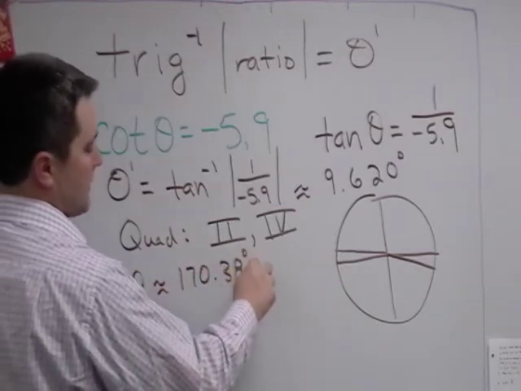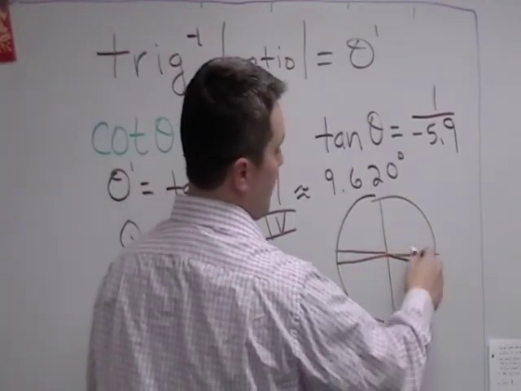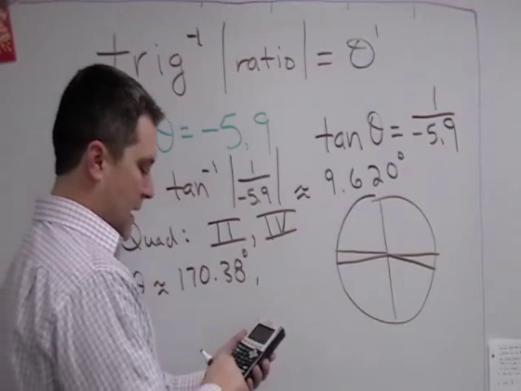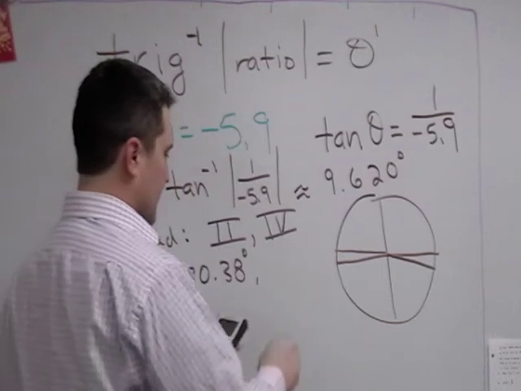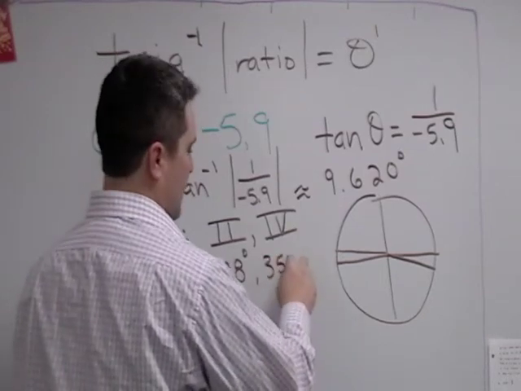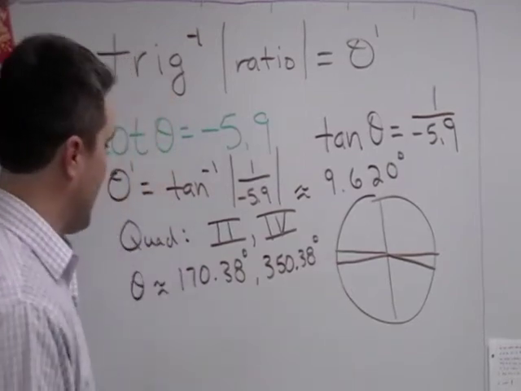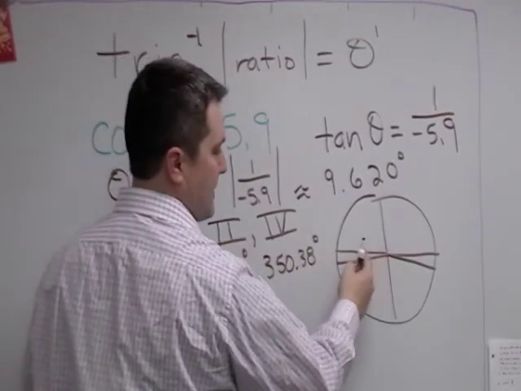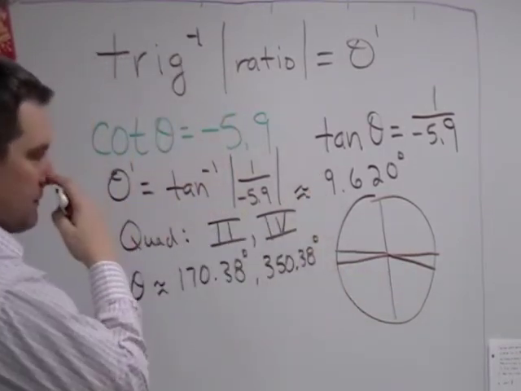170.38 degrees. And the other one, I tried to get all the way to 360, but I stopped short by that same much. So that's 360 minus 9.620 degrees. So that's 350.38 degrees. Okay? So 180 minus this, 360 minus this.